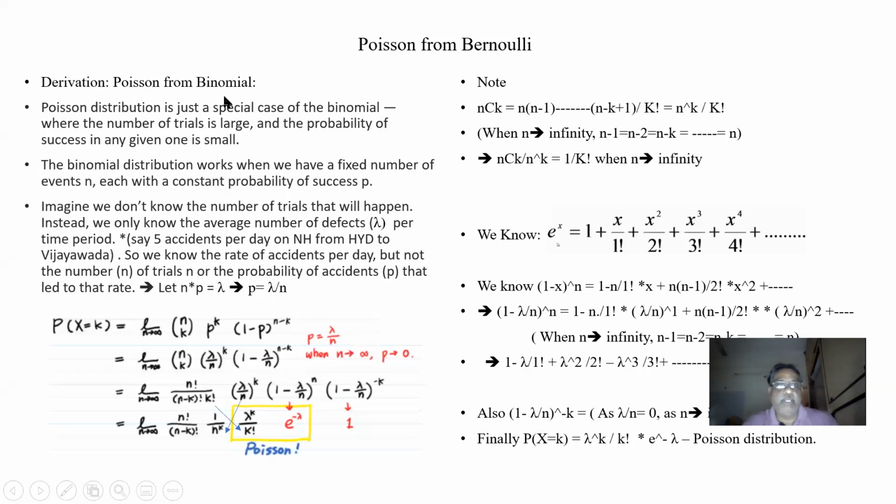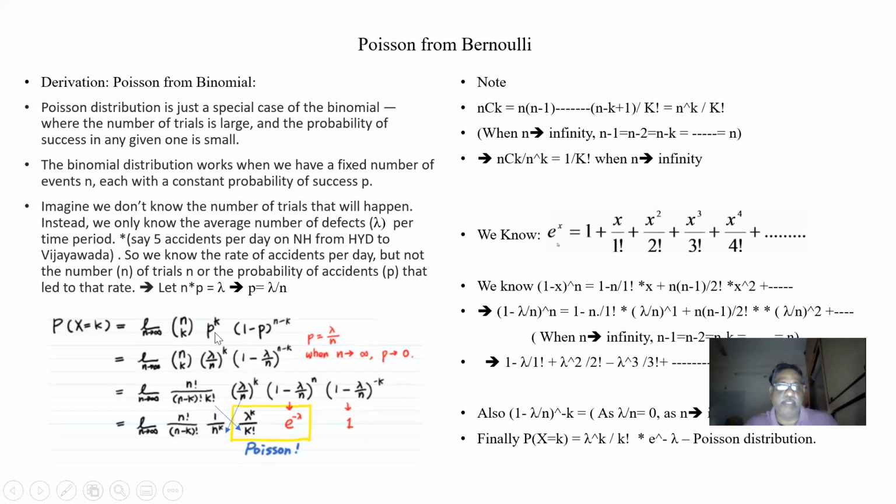So let us see how we got this. Poisson is a special case of binomial. See, in a binomial, nCr, p to the power of r into q to the power of n minus r. But you see here n is infinity. That's the difference between the binomial and Poisson. Here n is infinity. In binomial or Bernoulli, n is limited. So let us see with n is infinity.